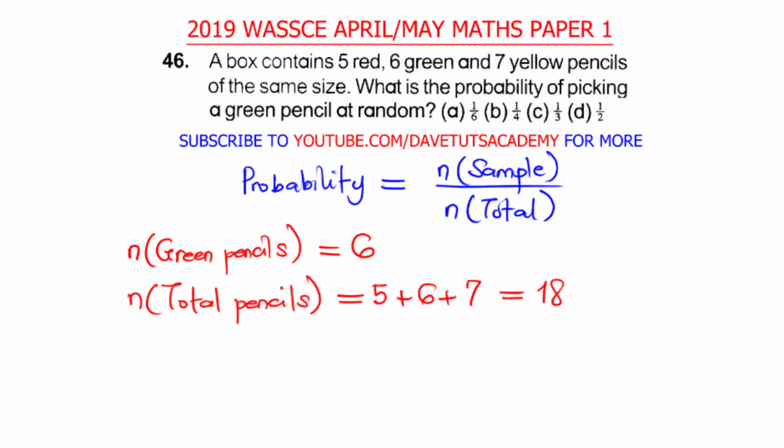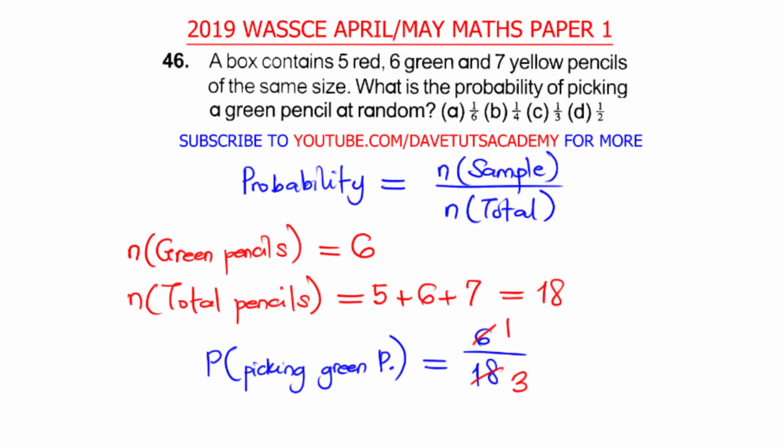So the probability of picking a green pencil is going to give us the number of green pencils, that is 6, over the total number of pencils, that is 18. We can just divide this. 6 goes into 18 three times, such that the probability that we are looking for is 1 over 3. And if we look at the options, option C corresponds to that. 1 over 3 is the correct answer to this question.